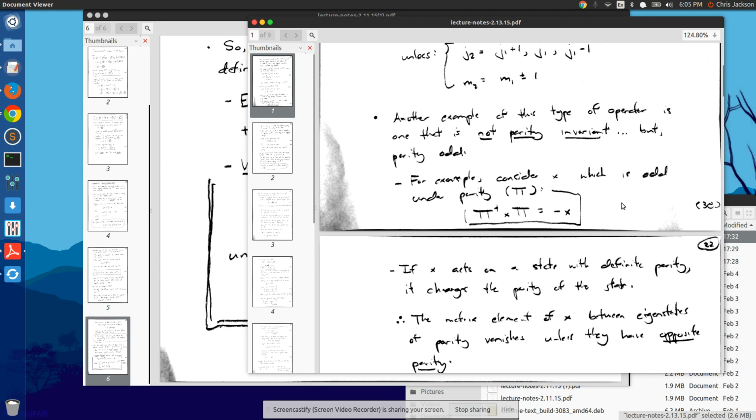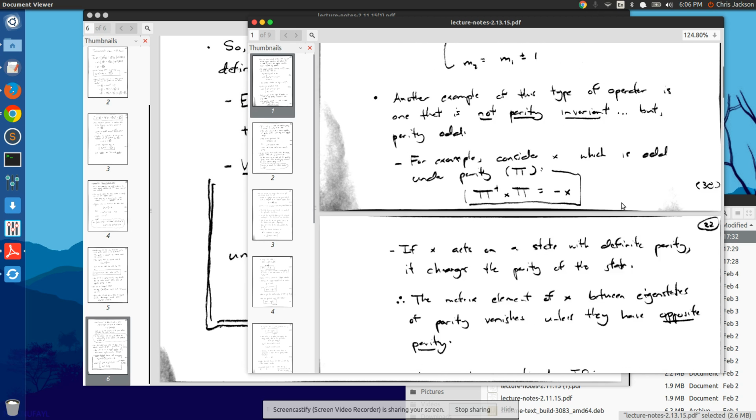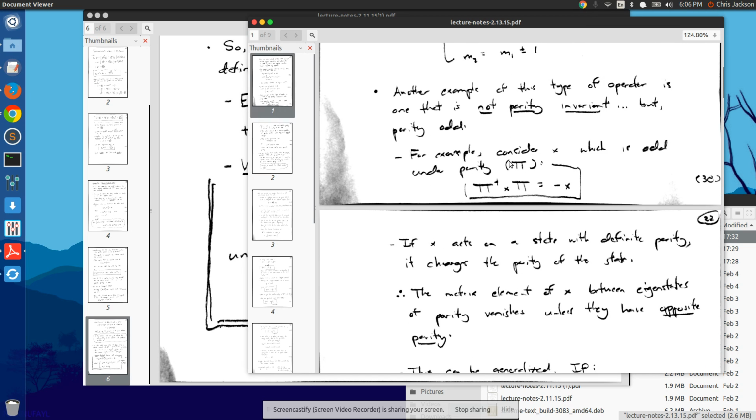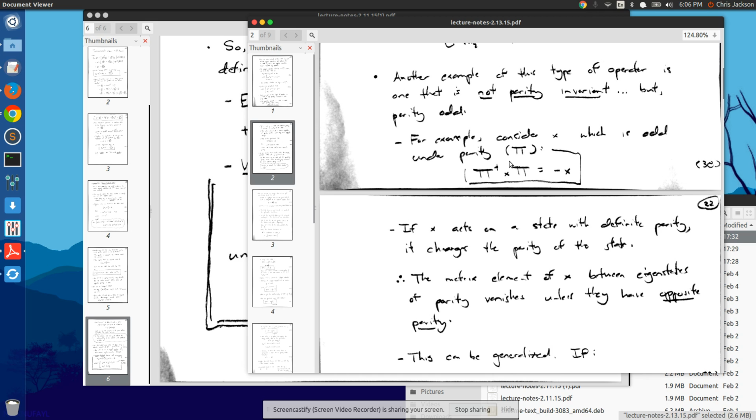So another example of these types of operators are ones where the operator's not parity invariant. So it's not what we would call parity even, but a case where it's parity odd. So this is the Wigner-Eckhart theorem, and independently we can talk about selection rules coming from parity. So not just the addition of angular momentum, but here we're talking about parity.